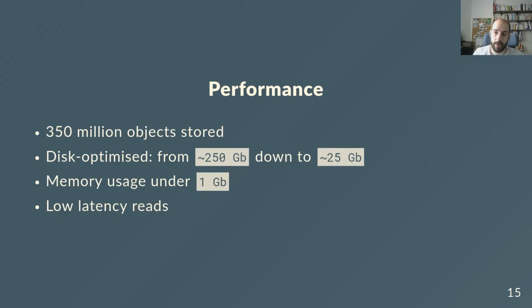Now, we said that performance was our main goal while developing this backend. So what are the results? The Tezos ledger contains about 350 million objects. We managed to reduce the disk space from 250 gigabytes using NMDB down to 25 gigabytes with irmin-pack. And we reduced the growth rate from 20 gigabytes per month to 2 gigabytes per month.